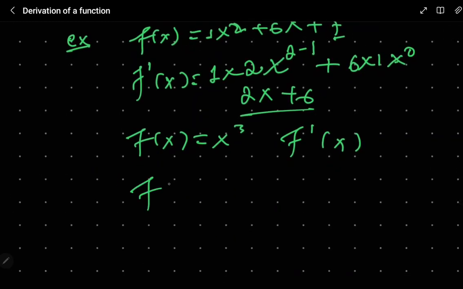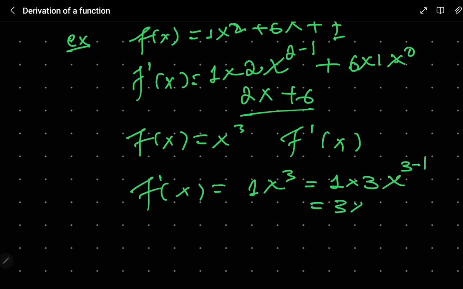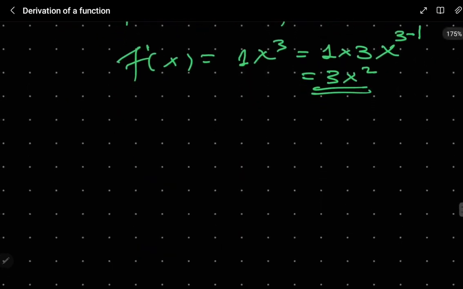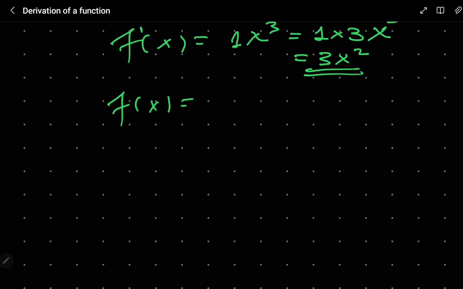So very simply, f derivative of x is equal to, so the coefficient is here, you can write this 1 times x to the power of 3. This is equal to 1 times, the n is here, and times x to the power of 3 minus 1. So this is equal to 3x to the power of 2. That's the derivative.